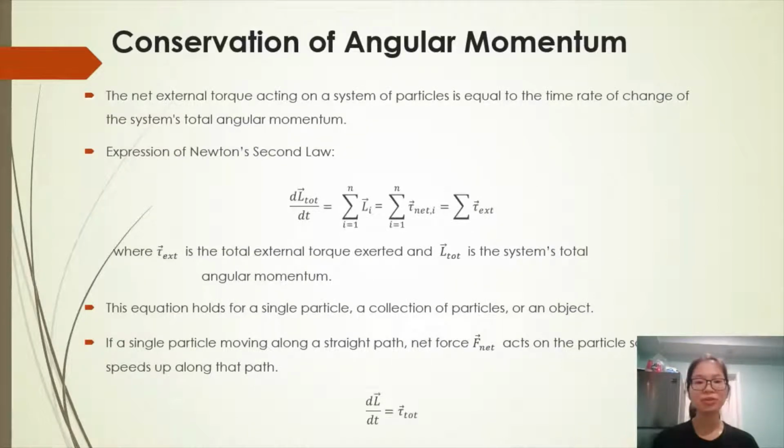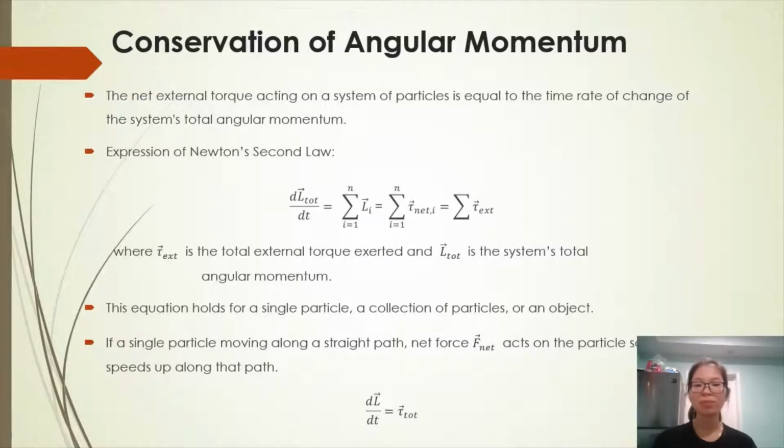The net external torque acting on a system of particles is equal to the time rate of change of the system's total angular momentum. It can be expressed as Newton's second law. Thus, the change of the system's total angular momentum is equal to the total external torque exerted. This equation holds for a single particle, a collection of particles, or an object.